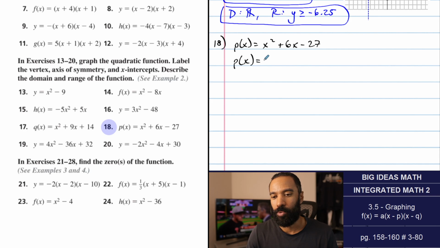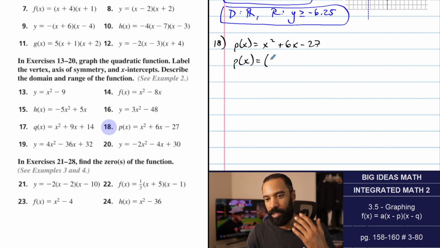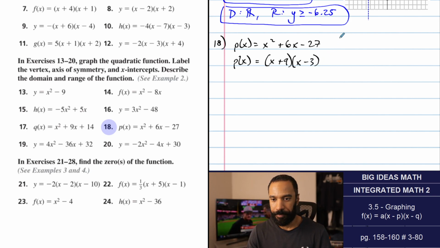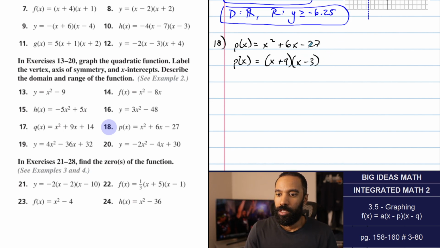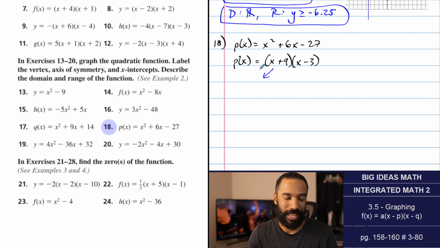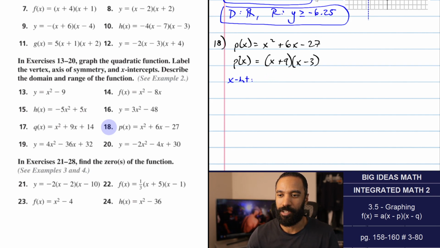Factor. So 9 times negative 3. Whoopsie. 9 times negative 3 would give you negative 27, and 9 minus 3 would give you 6. So x plus 9 times x minus 3. Negative 27 is your y-intercept. I won't be able to fit that unless it pertains to the vertex, and it looks like I might actually have to. I think the vertex is even taller than that. So x-intercepts of negative 9 and positive 3.